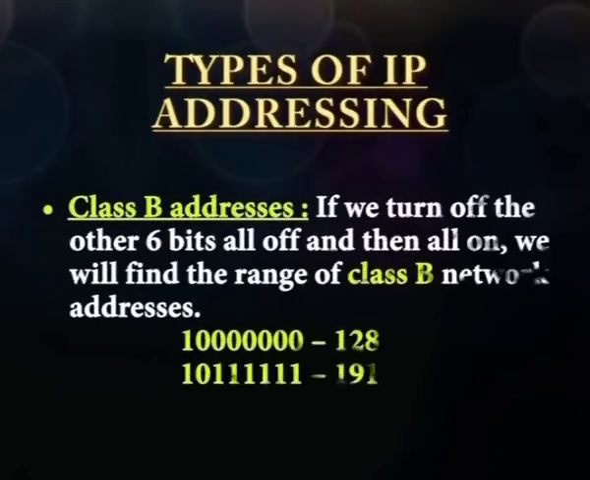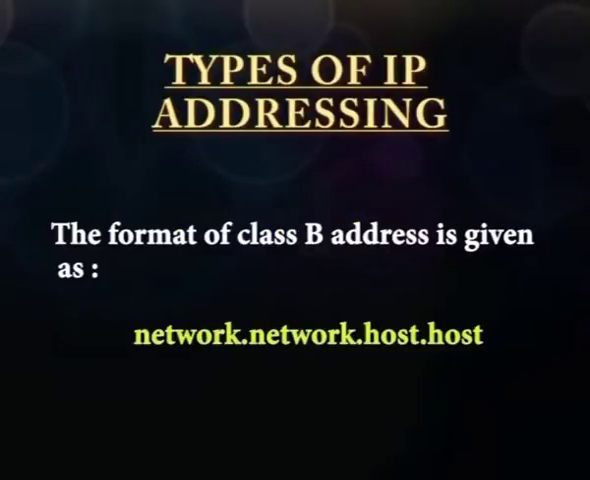Class B addresses. In a class B network address, the first 2 bytes are assigned to the network address and the remaining 2 bytes are assigned to the host address. The first bit of the first byte must always be turned on, but the second bit must always be turned off. If we turn the other 6 bits all off and then all on, we will find the range of class B network addresses, that is 10000000 which is 128, to 10111111 which is 191. The format of a class B address is given as network dot network dot host dot host.